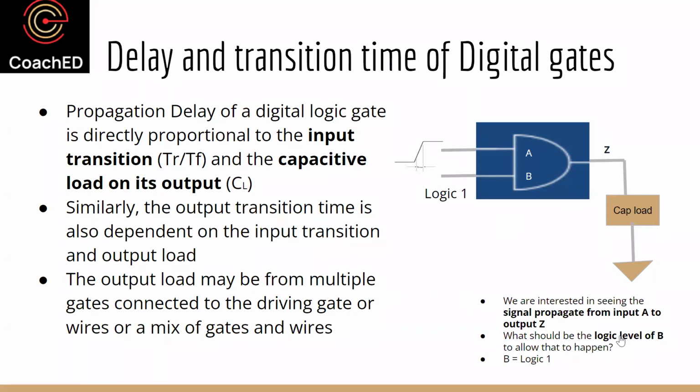So if you look at this example here, we are interested in seeing the signal propagate from the input A to the output Z, right? Now, I think I was sitting on the next slide for a long time. You may have already seen the answer, but let's see. What should be the logic level of B for this transition to propagate from A to Z? Can you just type in the chat? What should be the logic level of B?